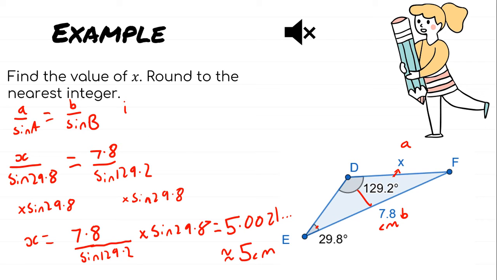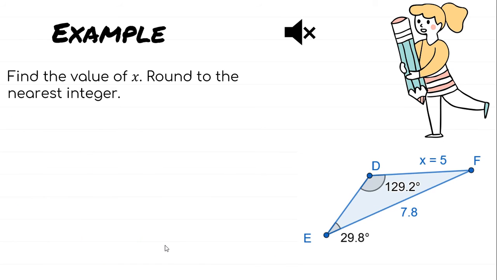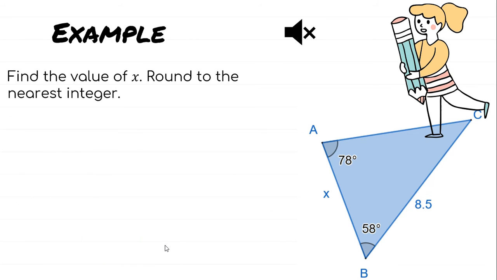Again, write the formula, decide which sides are which, substitute that into your formula, and then just rearrange and solve it. Okay, I'll do one more example.